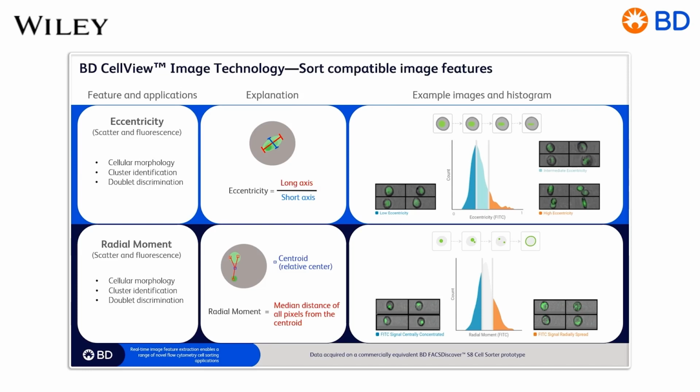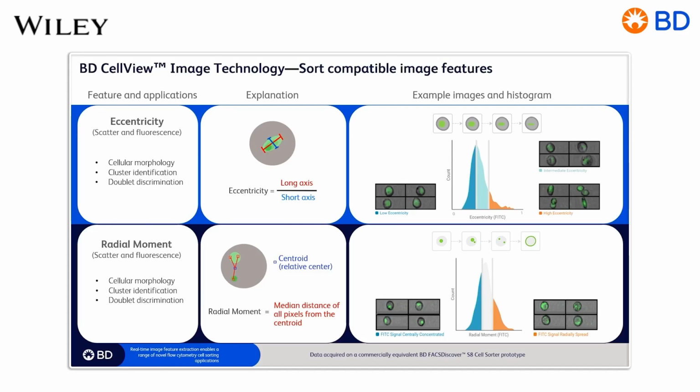Eccentricity can be used for looking at the shape of a particular fluorescence pattern. So a very eccentric shape would be something that's very long and linear, whereas something that has very low eccentricity would be circular. And you can see that from those images on the right. And doublets, for instance, have a very high eccentricity. They're very long and narrow. So this is a good feature to pull out doublets. It's also used in a lot of different cellular morphology assays, and then of course cluster and doublet identification.